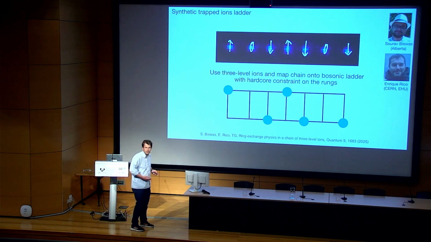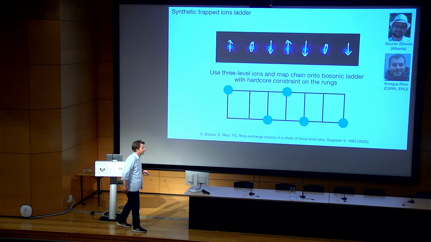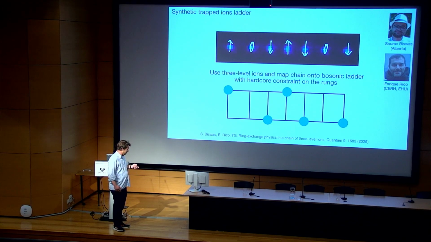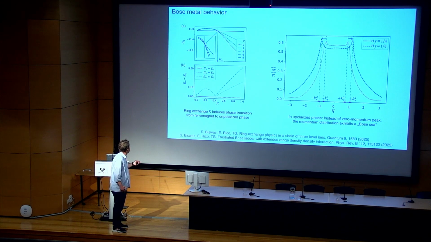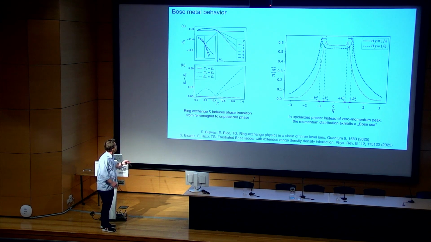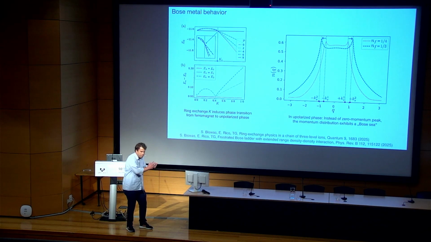So with that system, we can really easily get hopping and ring exchange interactions just through Raman couplings, and with that we have what we want. Now if you tune the ring exchange interactions, so you make them stronger, you see in the spectrum of the system a phase transition from a ferromagnetic regime into a regime where the system becomes unpolarized.